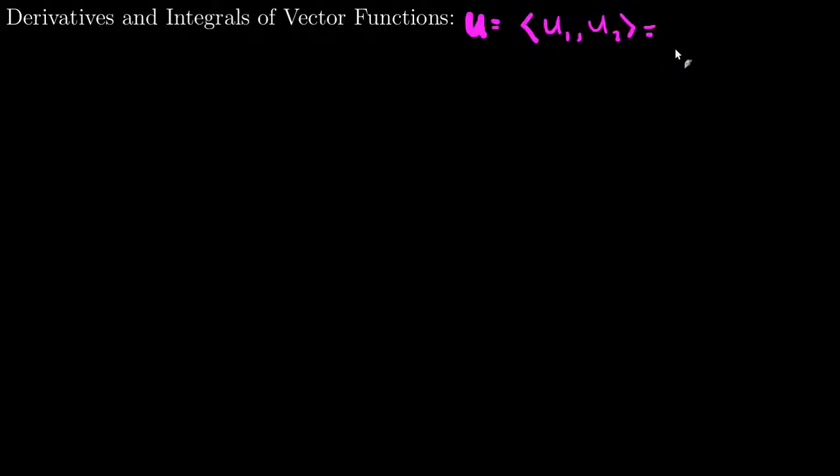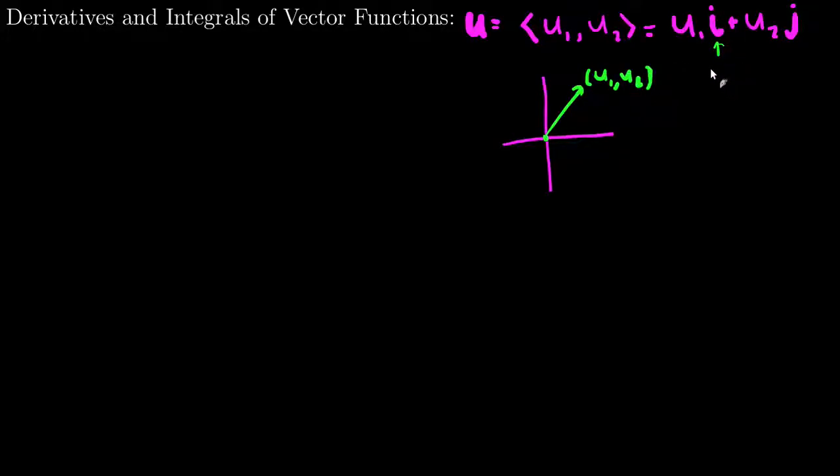Or I could write it as the sum of the unit vectors. So that could be u1 i, being a unit vector, plus u2 j. And as a reminder, this notation just means that we have the vector that would go from the origin to the point u1, u2. The i vector is just the vector that points one unit right and no units up. The j vector is the vector that points no units left or right and one unit up.